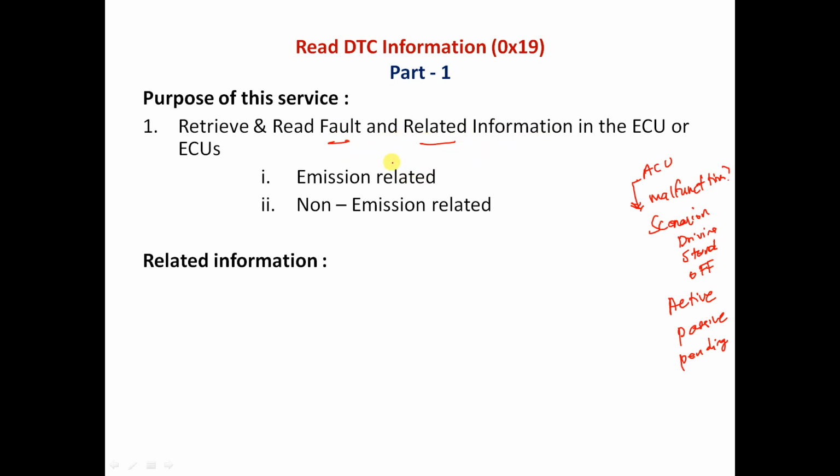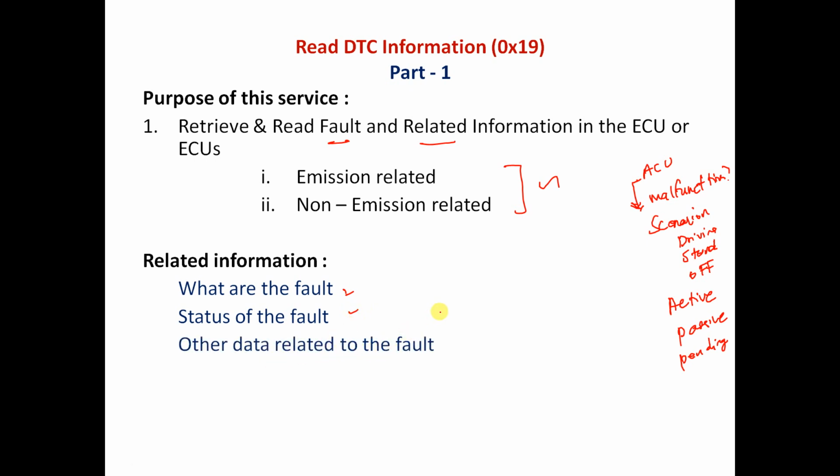All right, fault means both emission and non-emission. So what does related information contain? What are all the faults, what are the different faults, then the status of the fault, then other data related to the fault. What is other data? So these are the data.